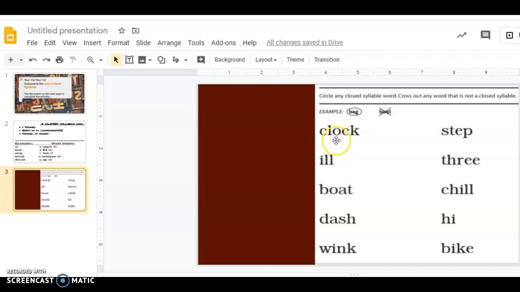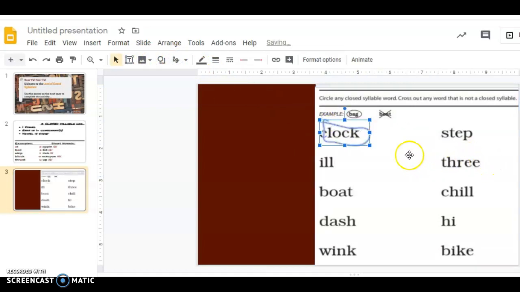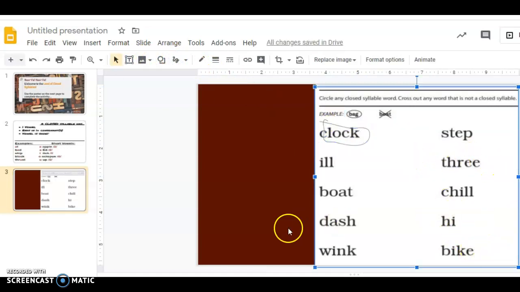This one has one vowel, the word ends in one or more consonants, and the vowel is short. The word is clock, so the O is saying ah. You can circle that one to show that it is a closed syllable.